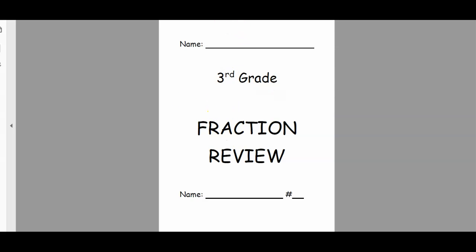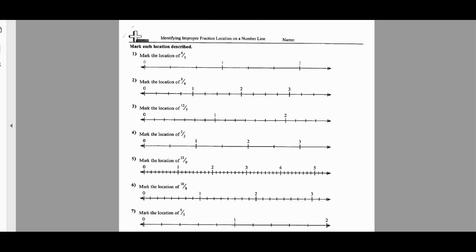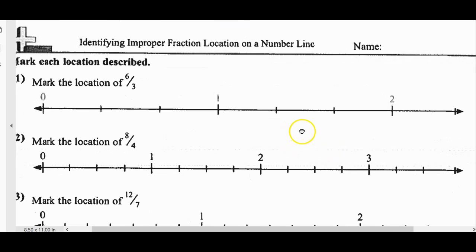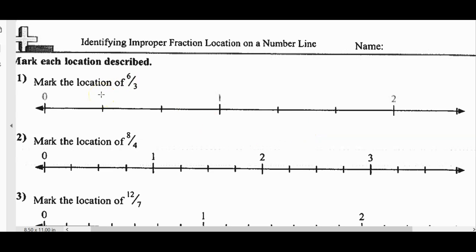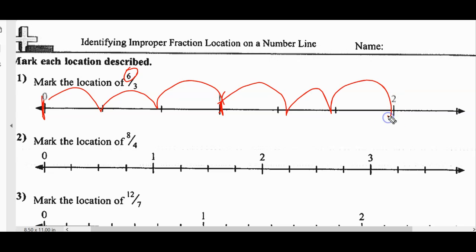Okay, so look at the fraction review packet that we have. You're just putting a dot where the fraction is. Look, from 0 to 1, how many sections are there? 3. So it's divided into thirds, right? And I need 6 thirds. So the top one tells me how many jumps I need. I already have 3, 4, 5, 6. So where should 6 thirds go? Right there, right on the 2.